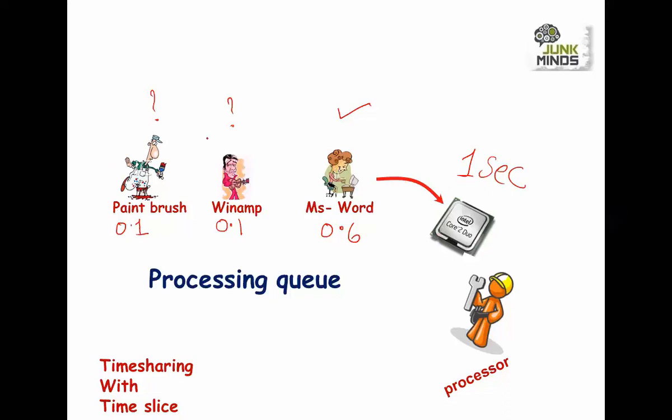You can keep coming again and again and again. So what happens is, the applications which need more processing time will keep coming into this queue over and over again. But the smaller applications will just come, finish their task, and leave. That is why the processing remains fair for all the applications. So that is why time sharing is used with time slice, and that is how the applications work simultaneously.